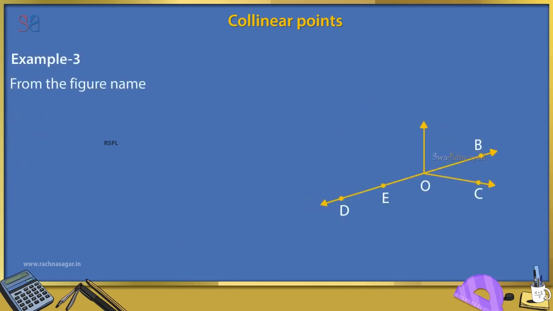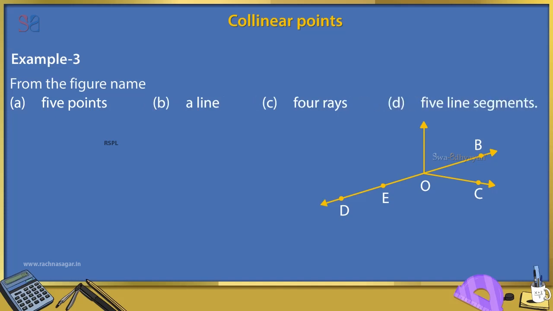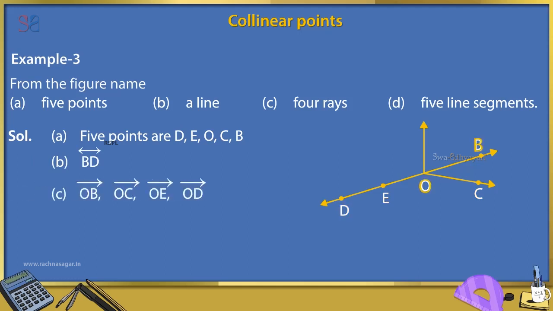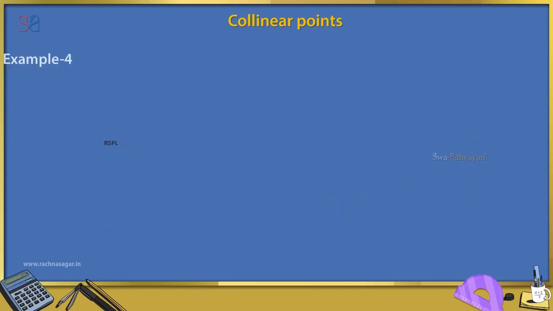Example 3. From the figure, name: A. 5 points. B. A line. C. 4 rays. D. 5 line segments. Solution: A. 5 points are D, E, O, C, B. B. Line BD. C. Ray OB, ray OC, ray OE, ray OD. D. Line segment DE, line segment EO, line segment OD, line segment BE, line segment BD.